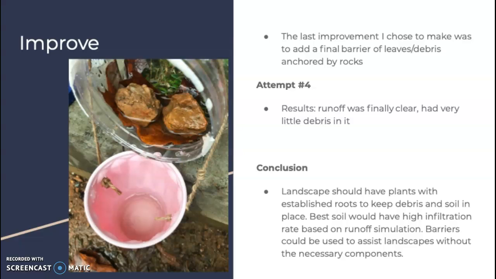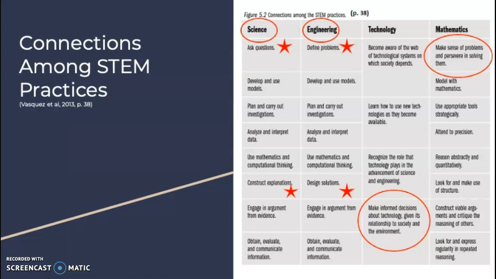So the conclusion that I came to was that the landscape should have plants with established roots to keep the debris and soil in place. The best soil, based off of the simulation, would have a high infiltration rate. And I also included that barriers could be used to assist in landscapes without the necessary components, kind of like what I had to do for mine.